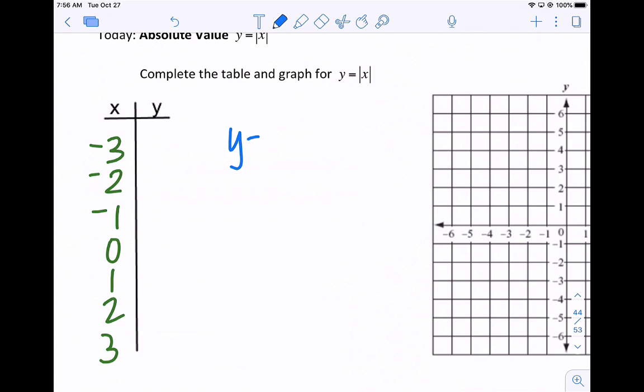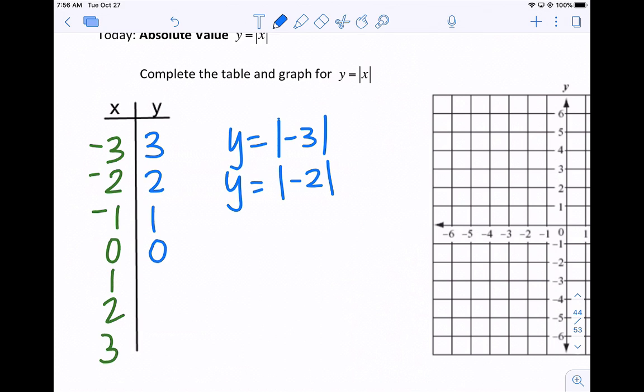So the first one is y equals the absolute value of -3. That means what's the distance of -3 from 0? And that would be 3 units. For plugging in -2, what's the distance of -2 from 0? And that is 2. And here's all the distances. If we plug in a 1, what's the distance of 1 from 0? It's 1. 2 is 2 away from 0, and 3 is 3 away from 0.